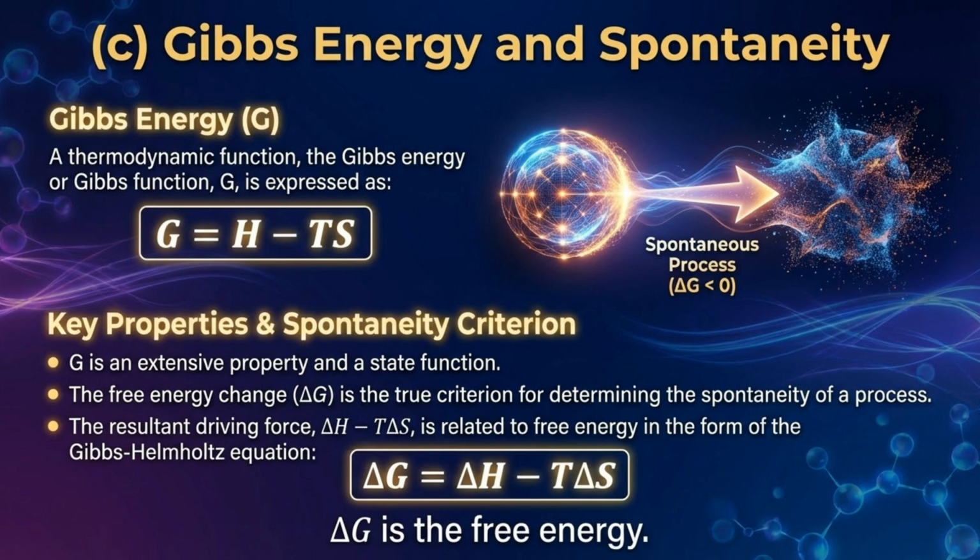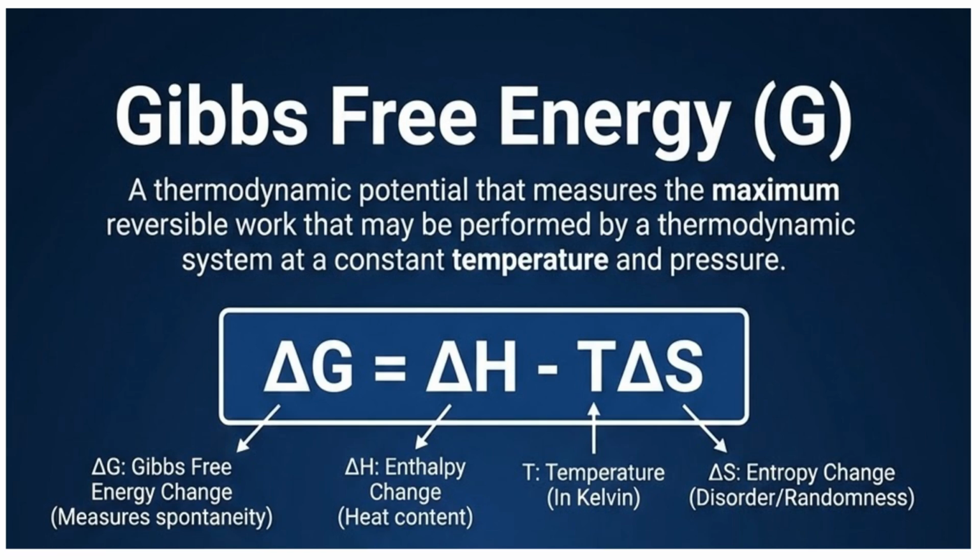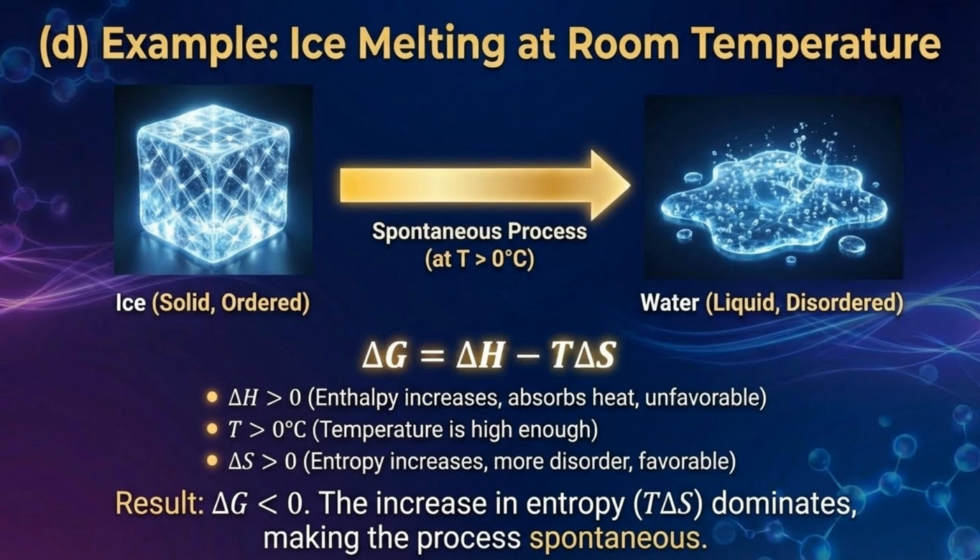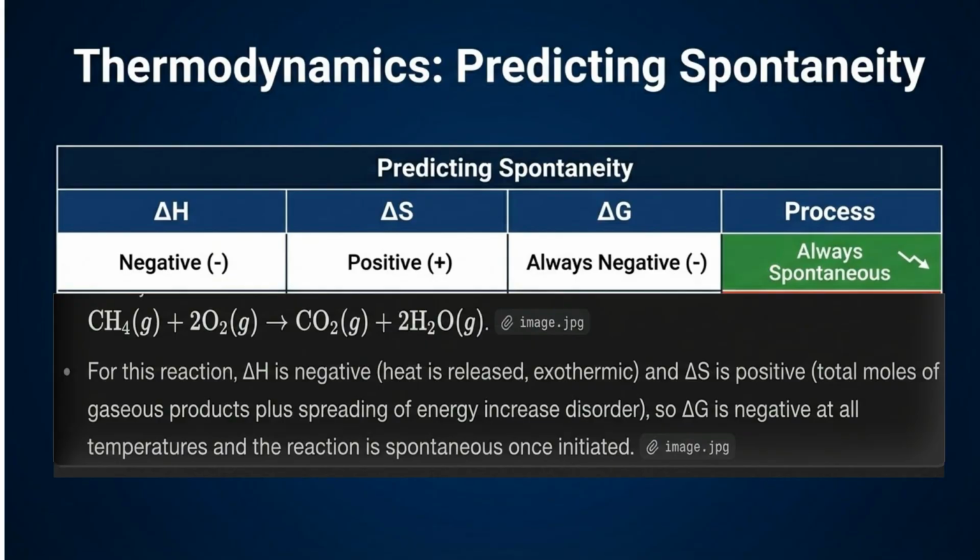This scene continues the discussion on Gibbs energy and spontaneity. Here we are focusing on the relationship between Gibbs energy and whether a process is spontaneous. This scene emphasizes the criteria for spontaneity based on the change in Gibbs energy. We are still exploring the concept of Gibbs free energy and its implications for reaction spontaneity.